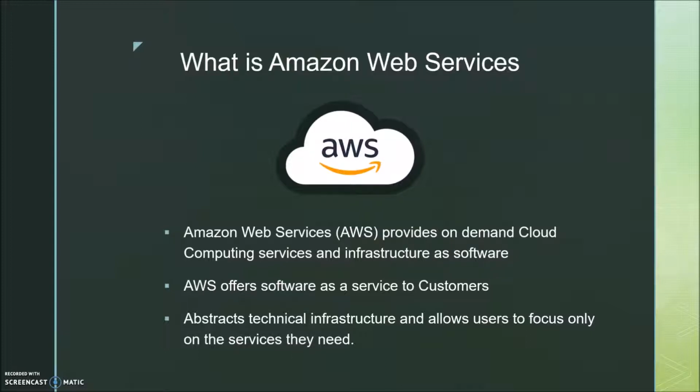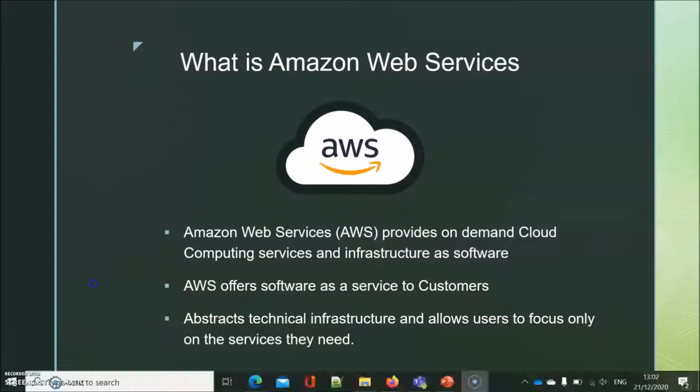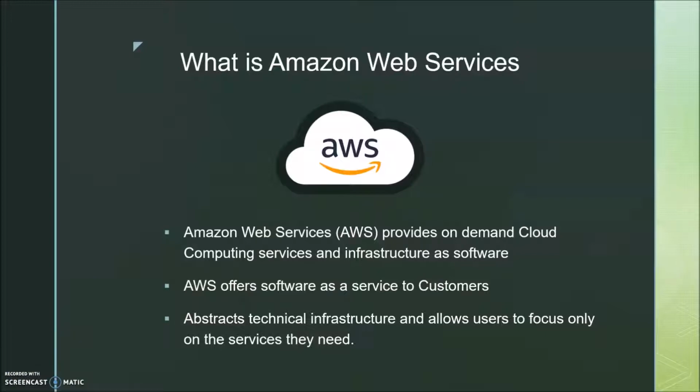So, what is Amazon Web Services? Amazon Web Services provides on-demand cloud computing services and infrastructure as software. It is an on-demand, cost-effective cloud solution that is delivered by a third party to a business and abstracts the technical implementations of a cloud solution. AWS offers software as a service to customers and removes the need for users to focus on anything but the services that they are delivering.